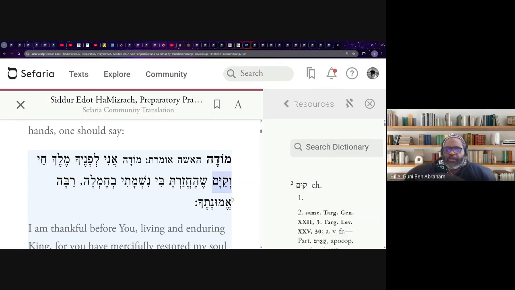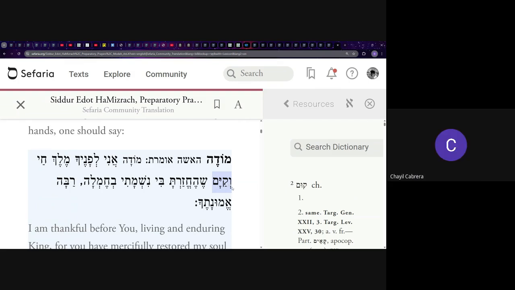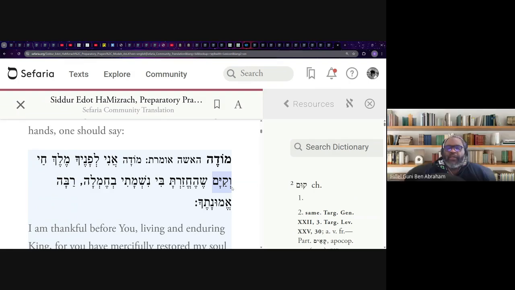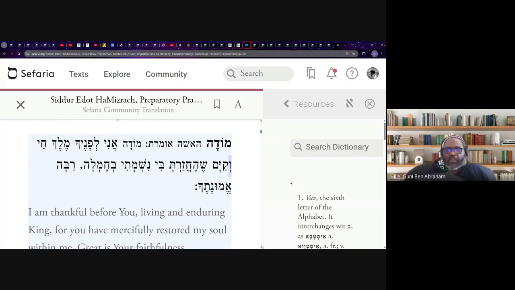What is this word? Vav, kuf, yod, mem. Vekayam. Exactly. There we have shva, the two dots underneath vav. That means it's "and." So I am thankful before your face, O living King, and. So the shva, the two dots, says we must pronounce ve as per normal, vekayam. All right. Let's see the translation.